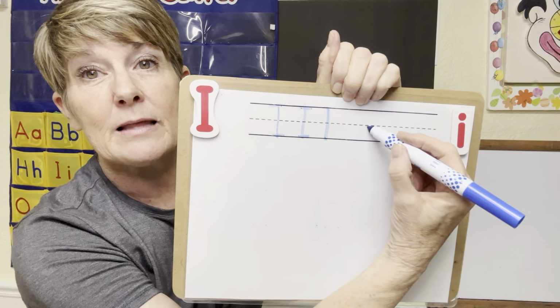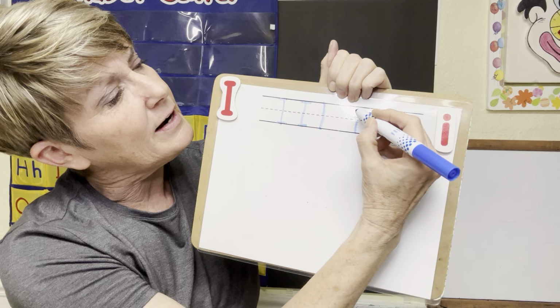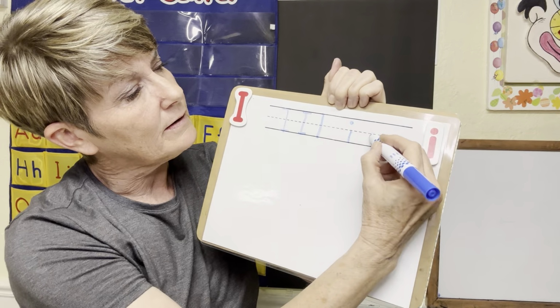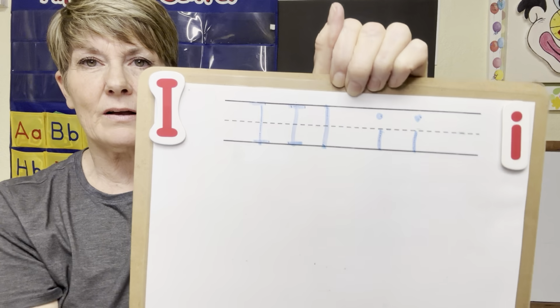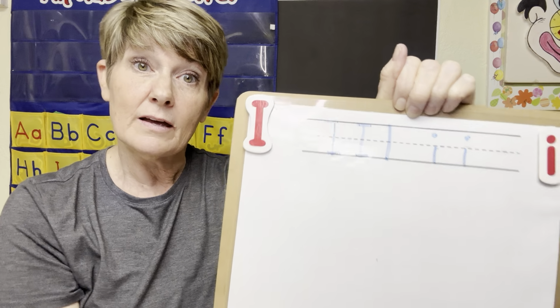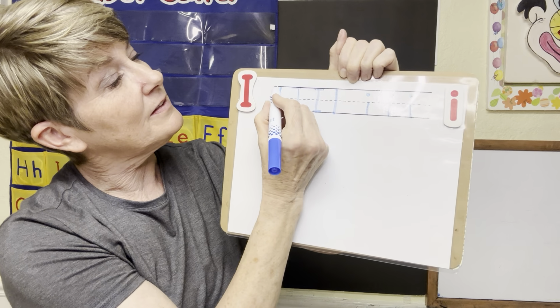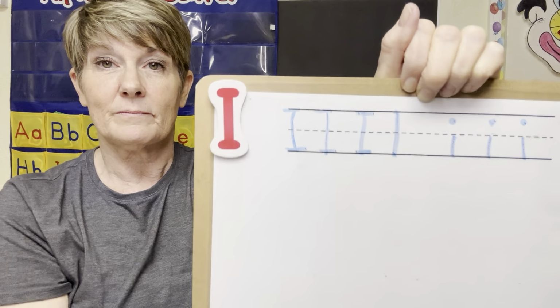Lowercase I starts in the middle of the writing road and goes down. And then there's just a little dot right at that top part. You know what? They're a little bit easy to write, aren't they? Because it's just a line with a dot. Or just a line with a little line and a little line.